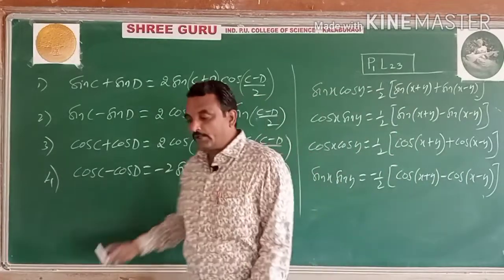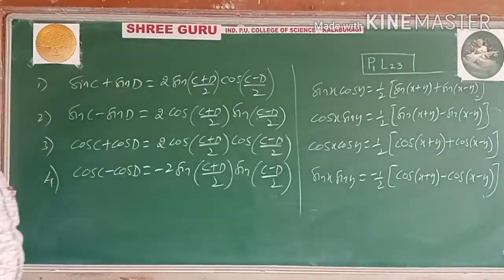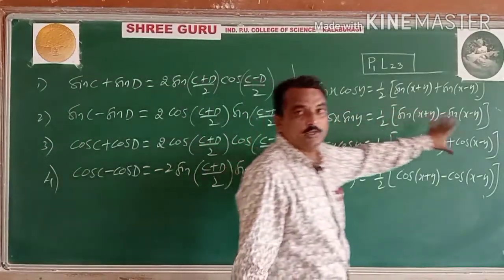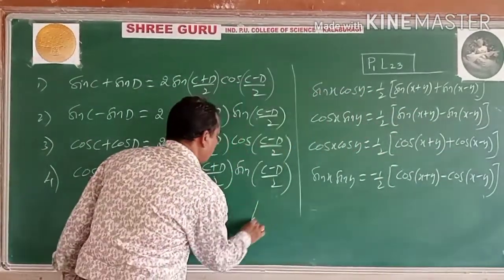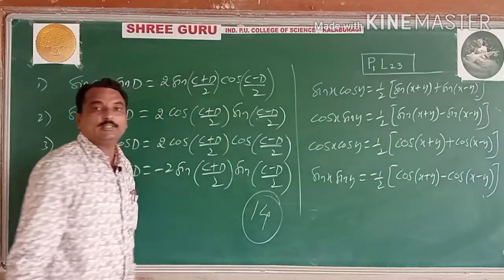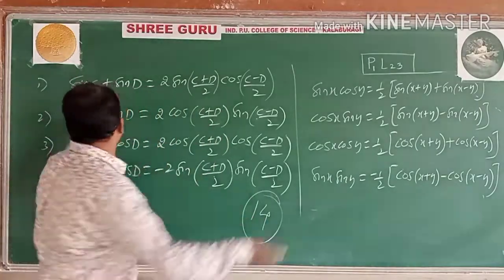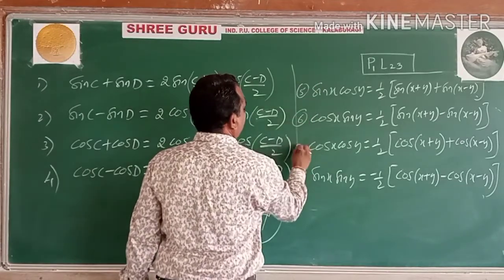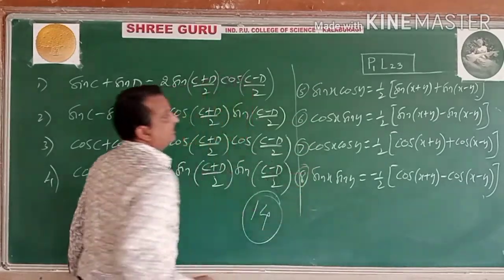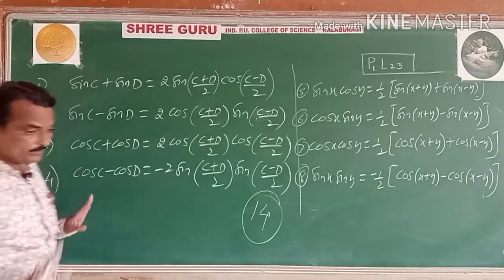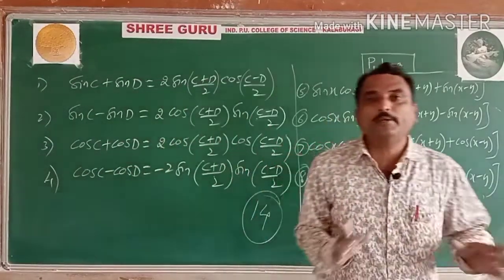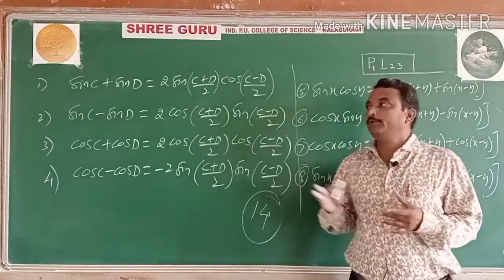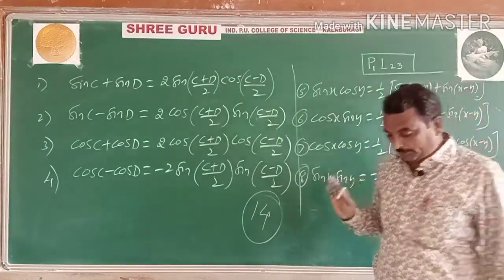So this is about the transformation formula: 4 sum and difference formulas and 4 product formulas. Along with the 14 formulas we discussed in the previous class, you may take these 8 also. So you will use these formulas here. Students, in this chapter the formulas are very, very important for the second PUC syllabus also. You need all the formulas.